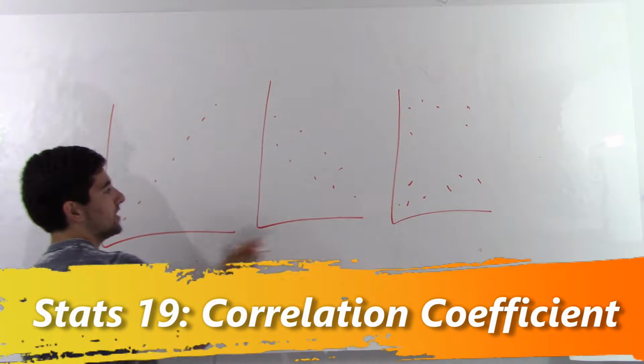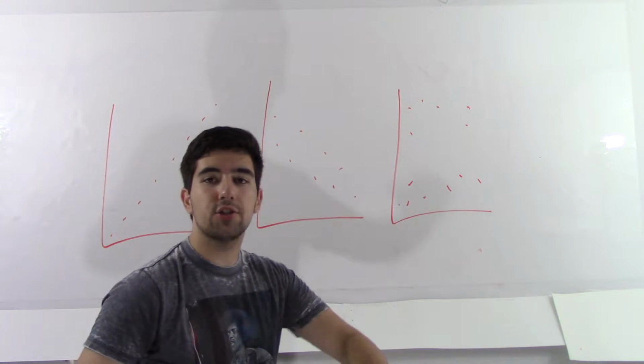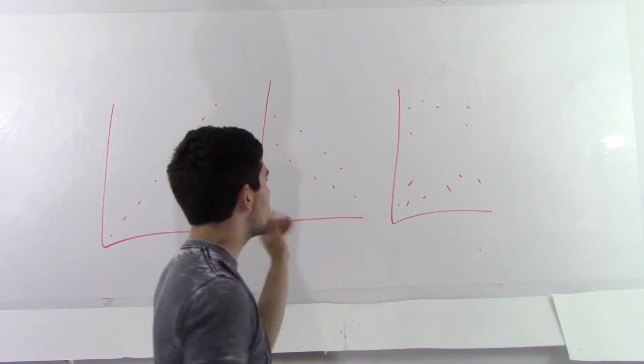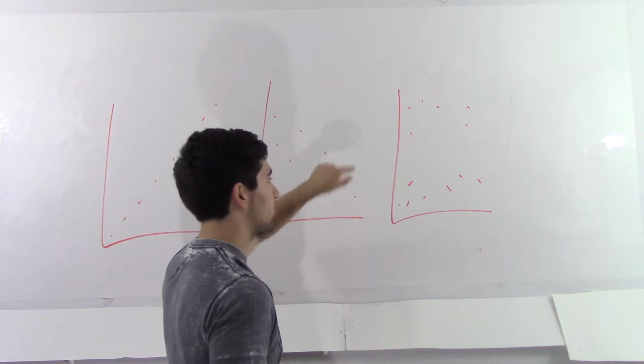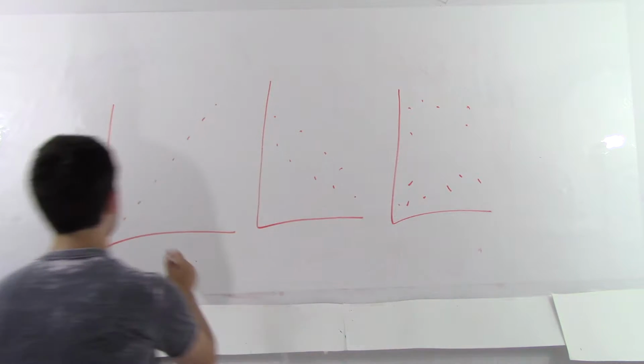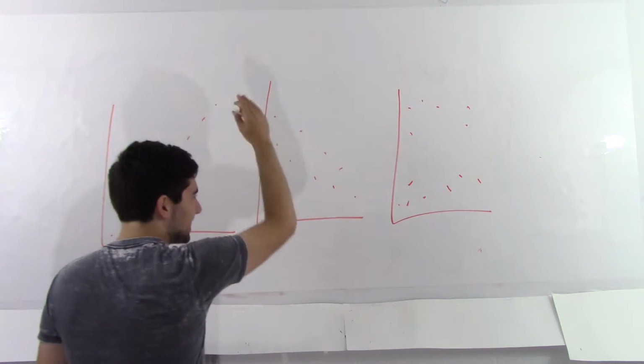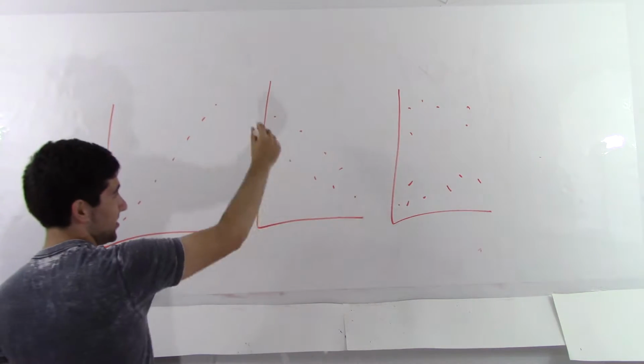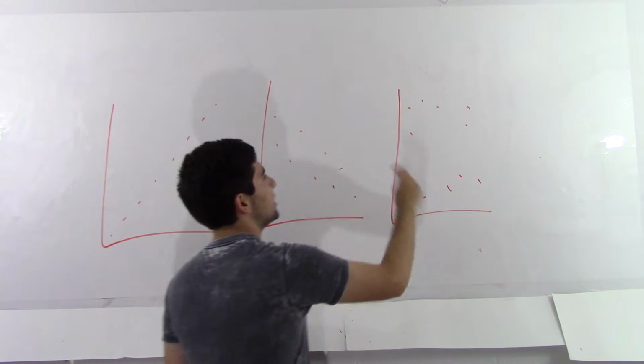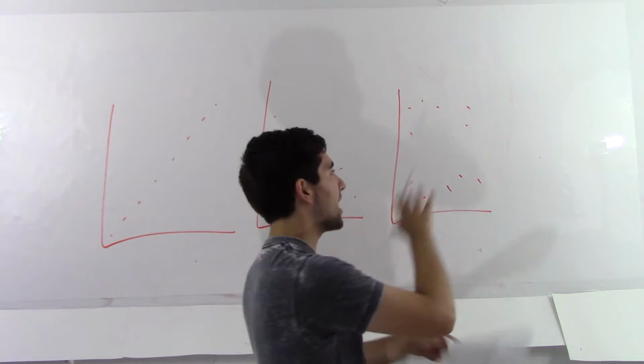So here we have three scatter plots. Now we're not talking about residuals, we're not talking about the line of best fit, we're just looking at what the data actually shows. So here we see data that's a perfectly straight line. Here we see data that kind of looks like a straight line, and it's negative. And here we see random data. It's just scattered all over the place.